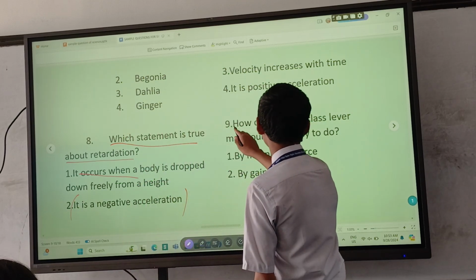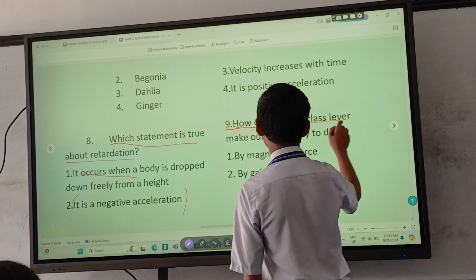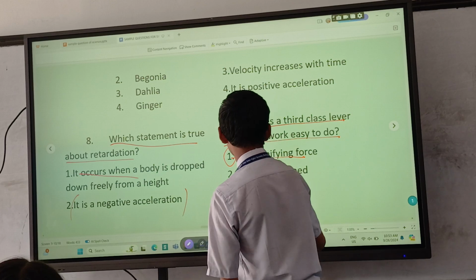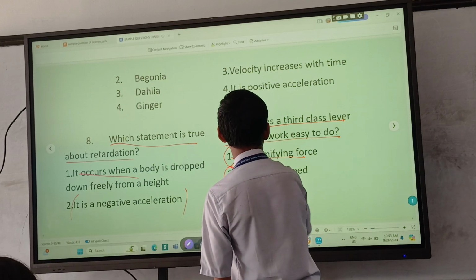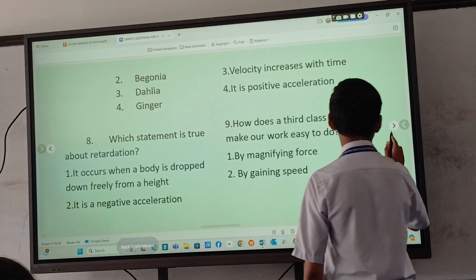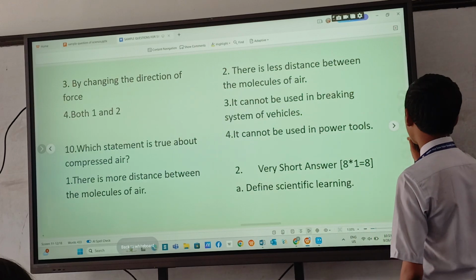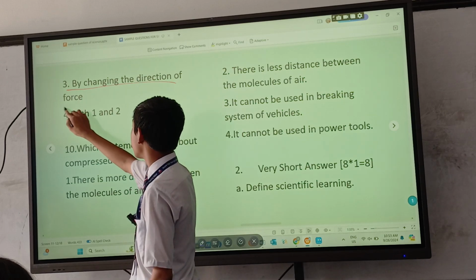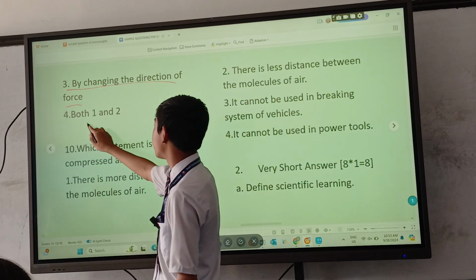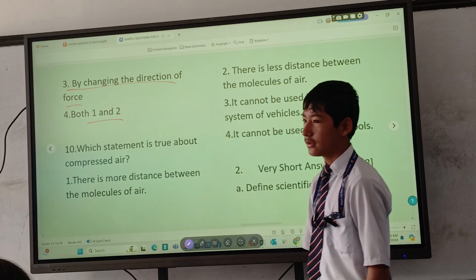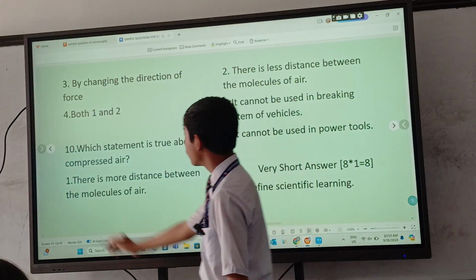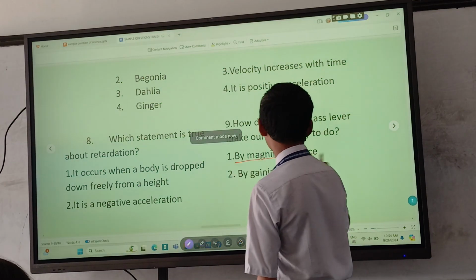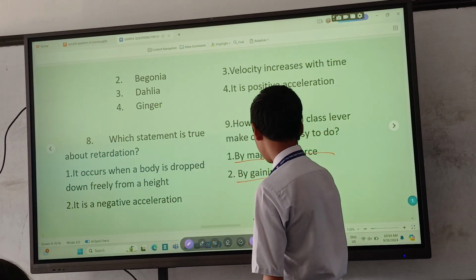The ninth question, how does a third class lever make our work easier to do? The first option is by magnifying force. Second option is by gaining speed. The third option is by changing the direction of force, and the fourth option is both first and second points. So both one and two, the options were by magnifying force and by gaining speed.